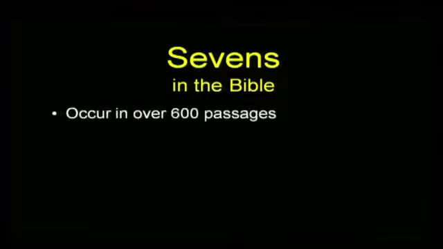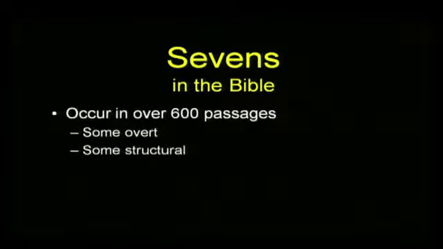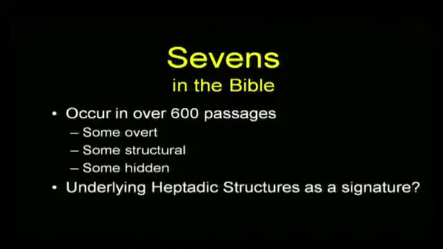I want you, at least in your imagination, to assume you have a pad in front of you, and I want to talk a little bit about sevens in the Bible. They occur in over 600 passages. I probably should have said 700. Some are very overt. Some are structural. And some of them are even hidden. But the sevens are everywhere. In fact, there's a discovery that I want to touch on called the heptadic structure of the Bible.